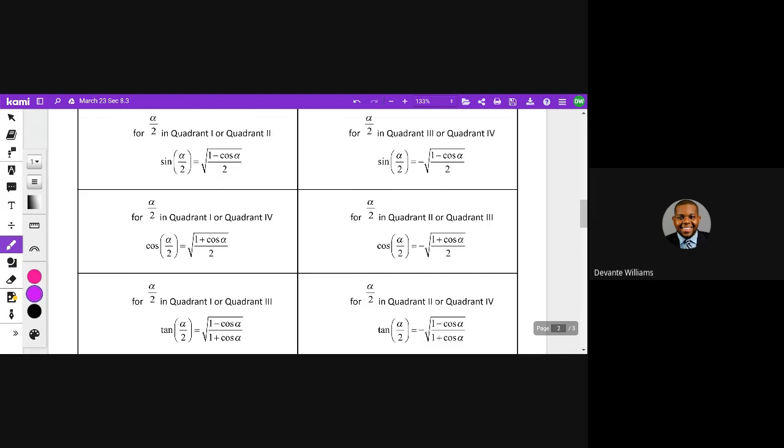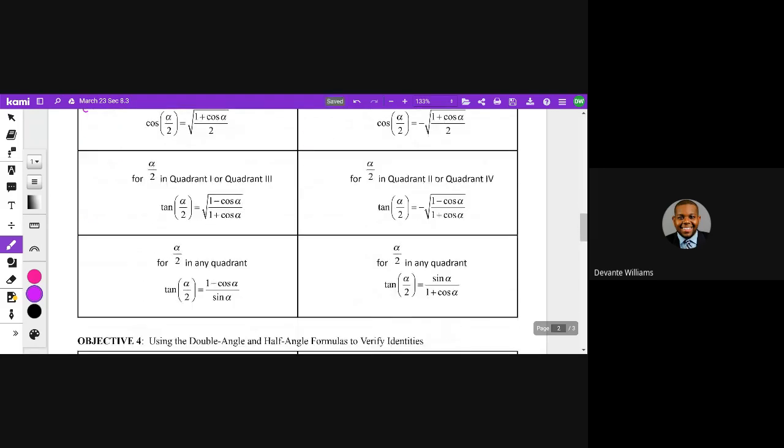Remember that the quadrant matters. In quadrant one and in quadrant two, the sign is positive, but in quadrant three and four, the sign is negative. So it's super important we select the correct formula based off the quadrant. All right. So we've got two for sine, two for cosine, one positive, one negative, and four for tangent.